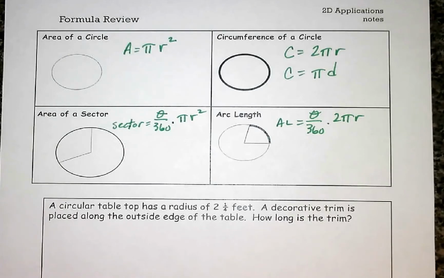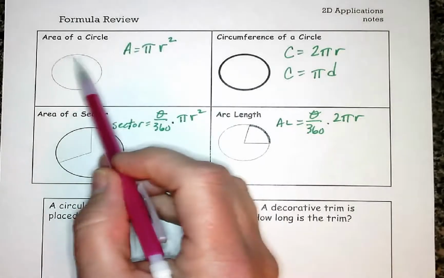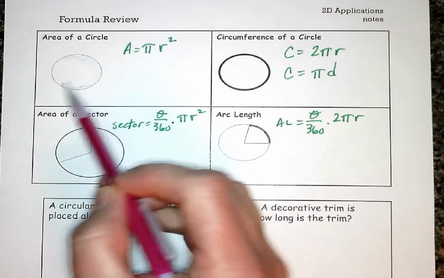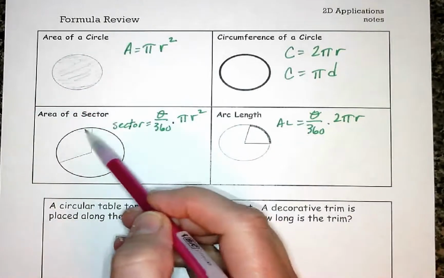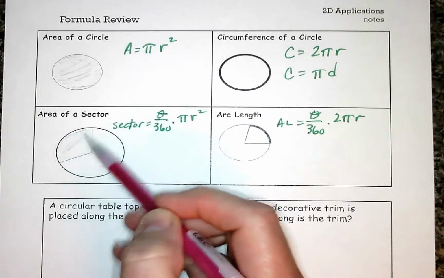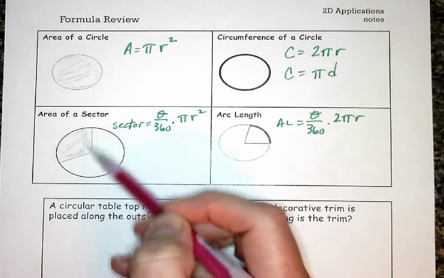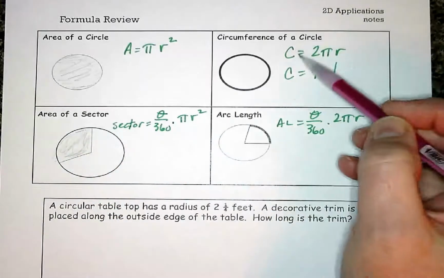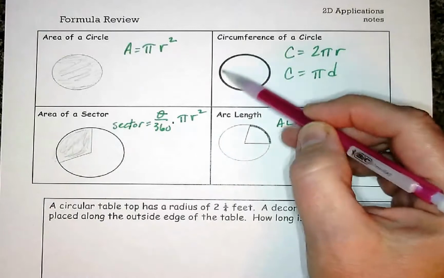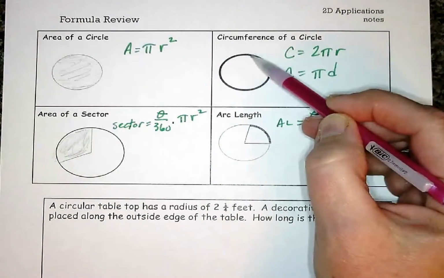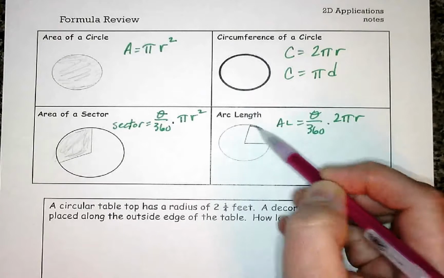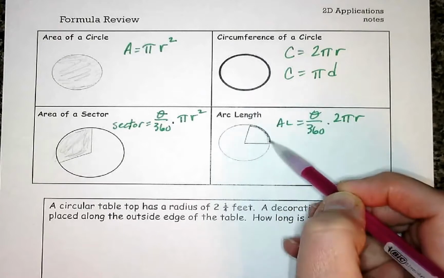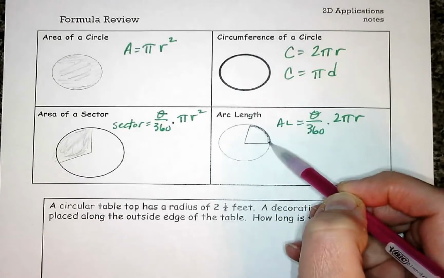The area of a circle. Remember, the area is all of this shaded here. The area of a sector is just a piece of that, so it'd be this piece right here. Circumference is the distance around a circle. And arc length is just a part of that circumference, or part way around that circle.